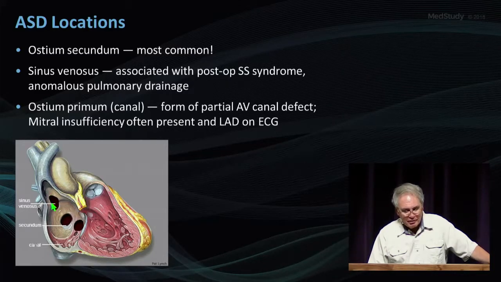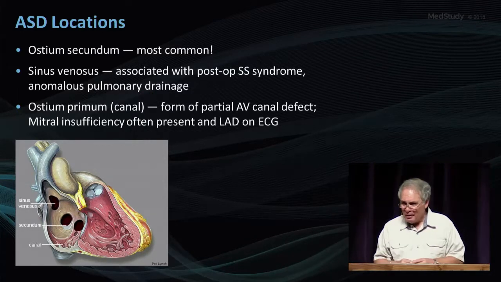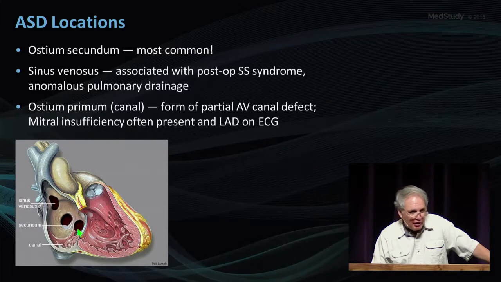And the sinus venosus ASD is associated with damage to the sinus node at surgery, at least common in the older days, and dealing with pulmonary veins that are trying to get to the left atrium. So very different surgical kind of issue here. Finally, there's an atrial defect that's low down in the atrial septum. This is in the endocardial cushion, AV canal region of the heart, and this is called the ostium primum defect.